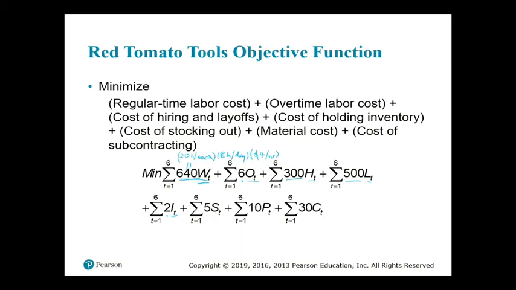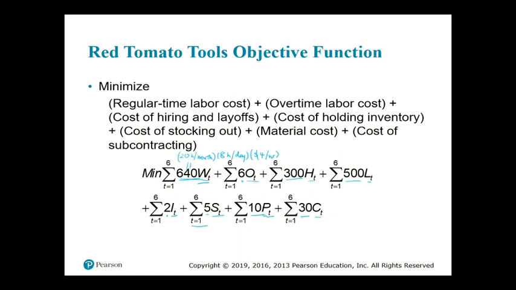And for each unit of stock out, we incur a cost of $5 per period, right, and sum over all 6 months. And then we have material cost. So each product requires $10 to produce, and the production in month T is PT, and sum over all 6 months. And finally, subcontracting costs is $30 per product times the number subcontracted, sum over 6 months. All right, so this is our objective function.